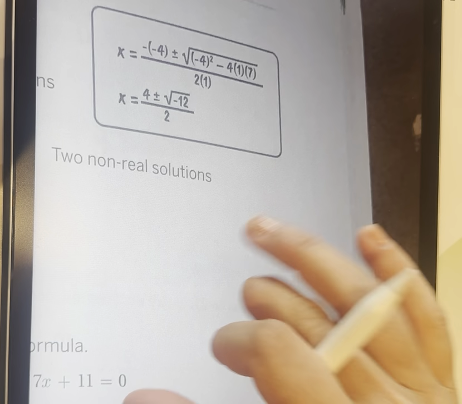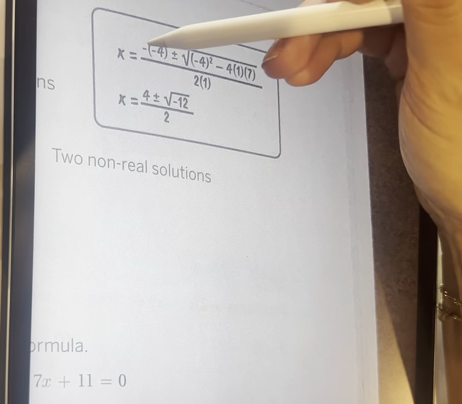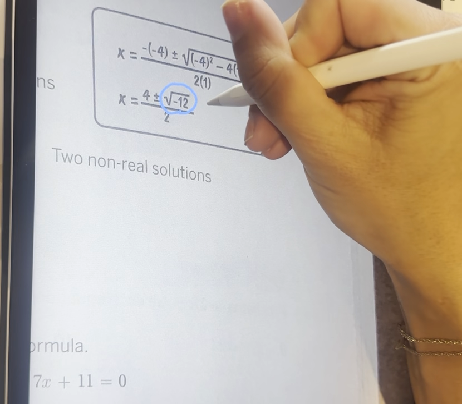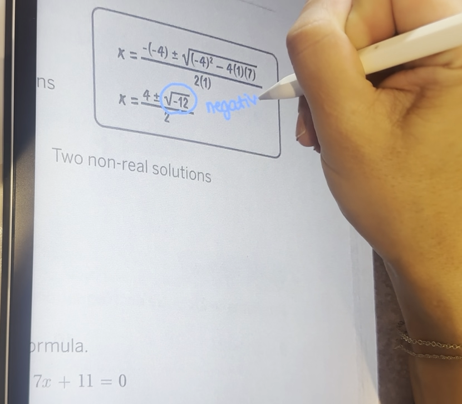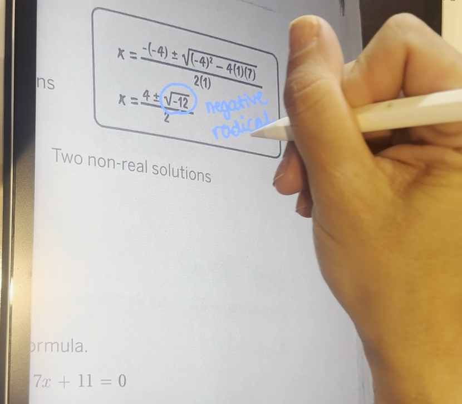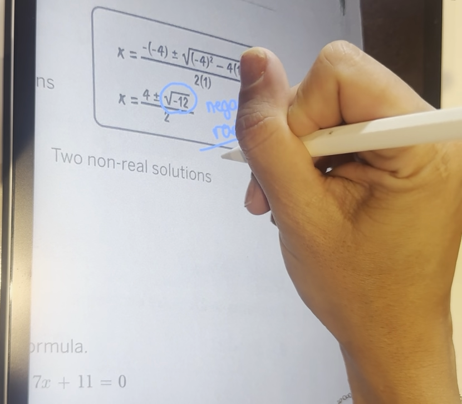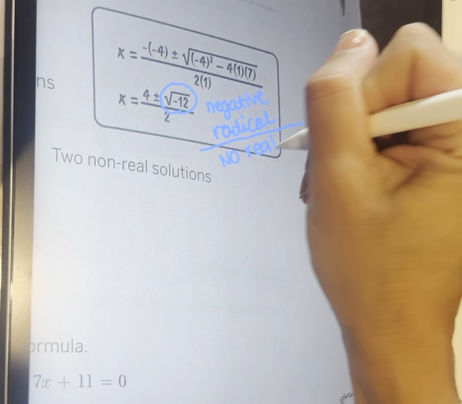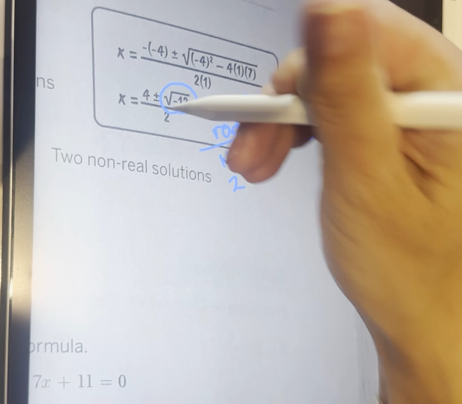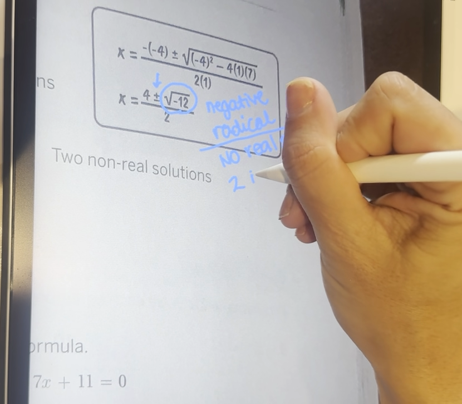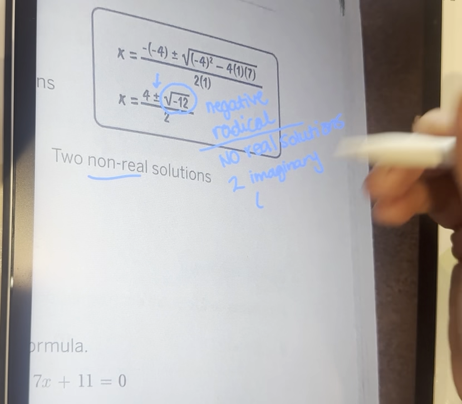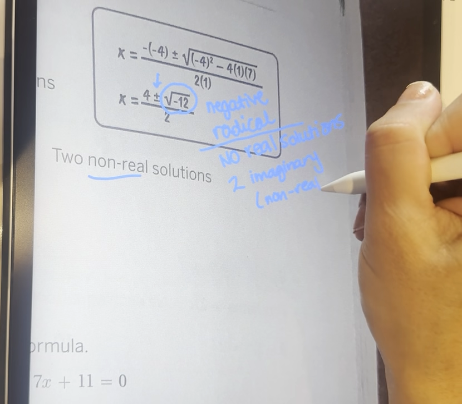Okay, so we're just going to look at Ariel's work. They plugged it into the formula, simplified it down, and this is what I see. I see a negative number under the radical, under the square root. So that means that there are no real solutions, which means that there will be two, because of that plus or minus, imaginary ones. Or I can see right here that they're using non-real. All of this means the same thing, you guys.